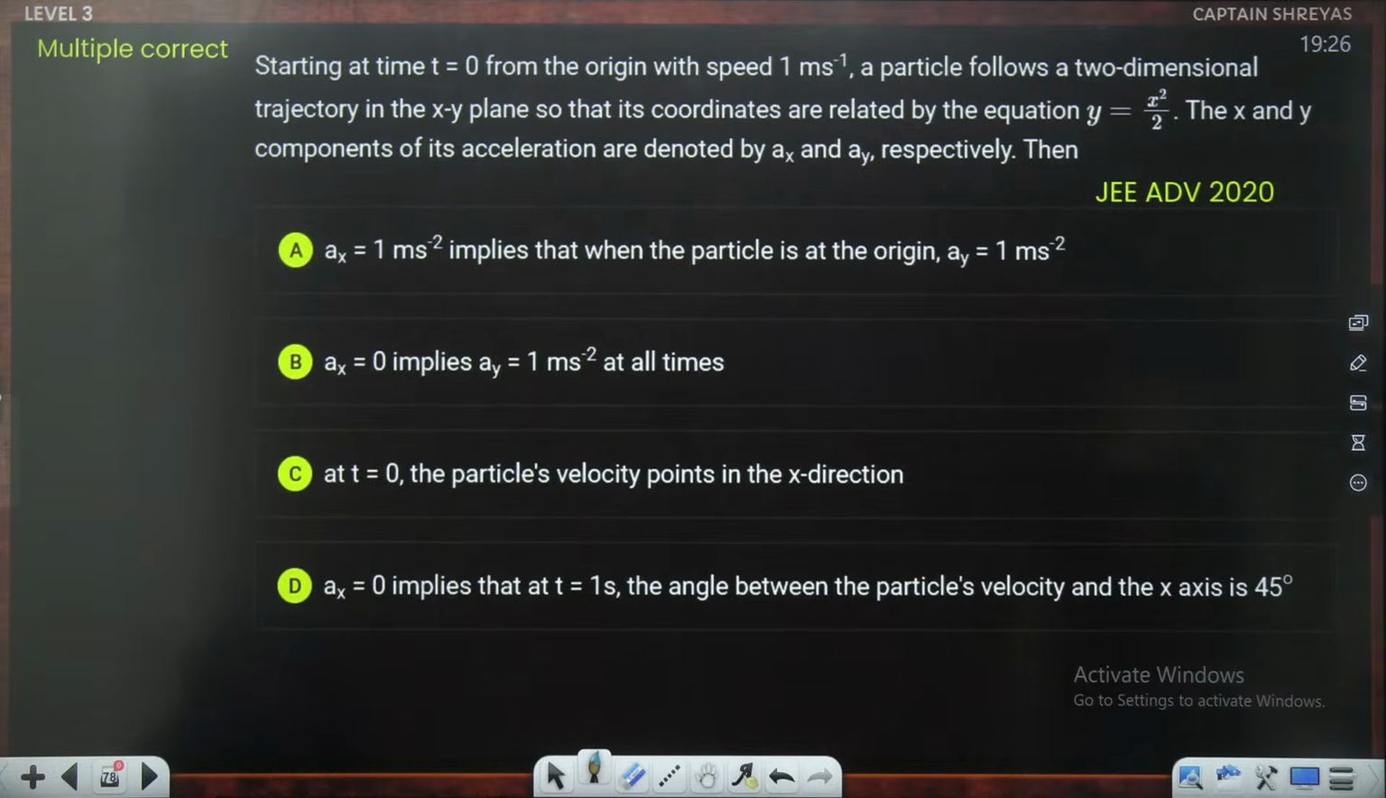Read the options carefully, guys. Read the options very, very carefully. One or more options may be correct.